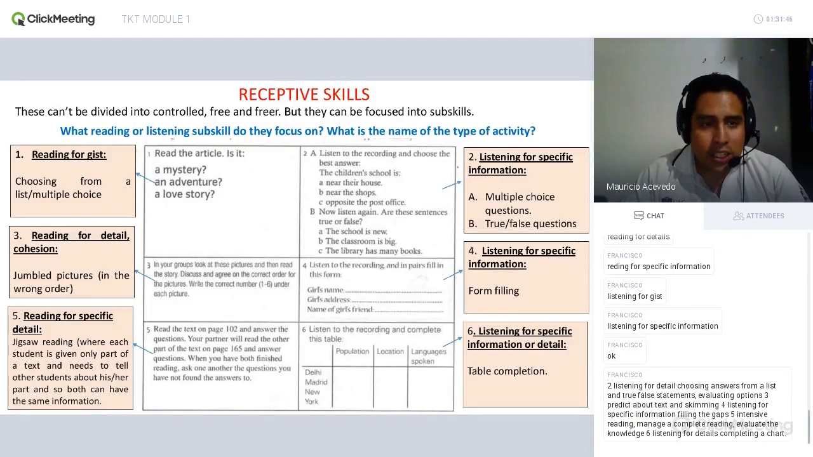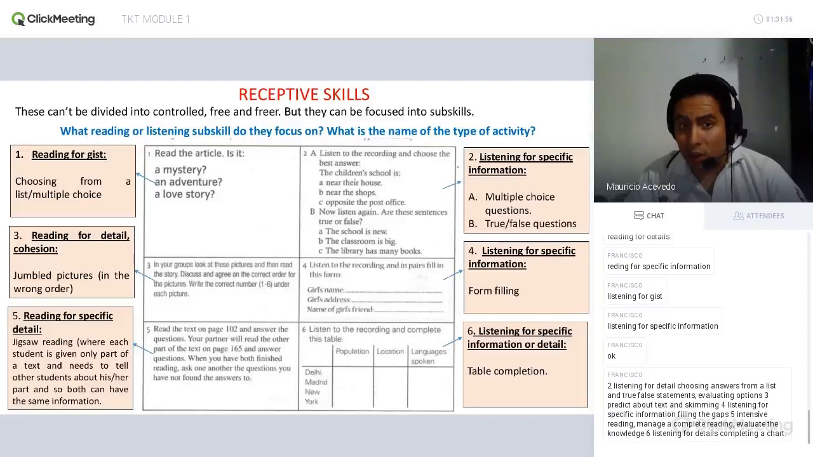In this case, it's jigsaw reading, where each student is given only part of a text and needs to tell other students about his or her part, and so both can have the same information. So this is called jigsaw. Jigsaw means to interact, but talking about reading. And finally, listening for detail, or in this case, for specific information or detail. And this is just a table completion. Okay, so what you say, completing a chart.